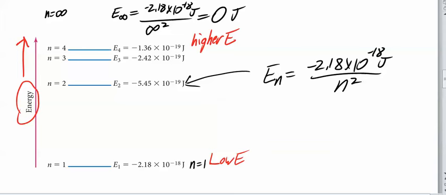All other energies are less than that, and you might notice that they all have these negative signs because 0 is where the electron is by itself. Being with the positive proton is better, lower than 0, negative.